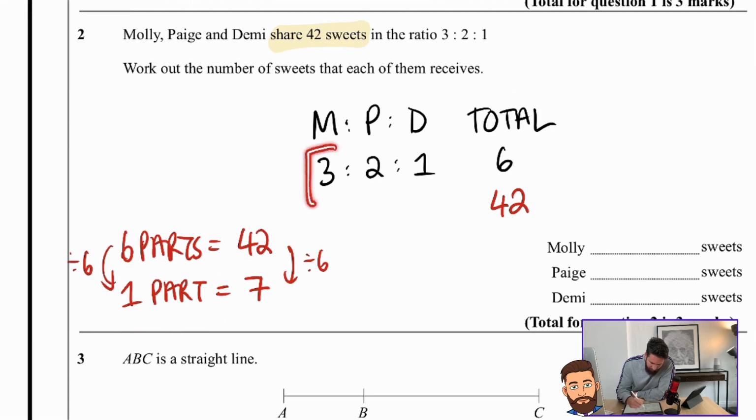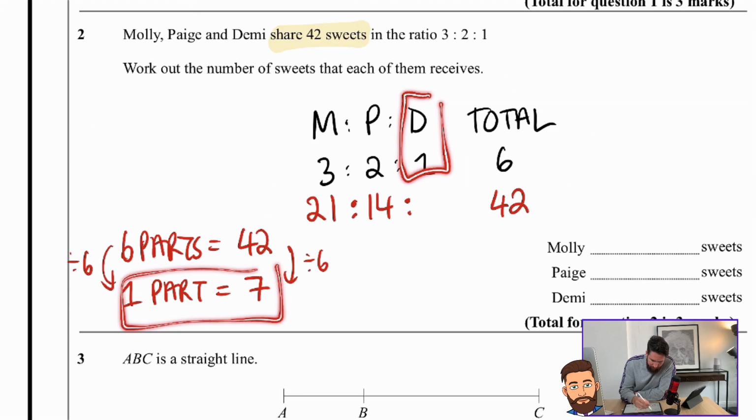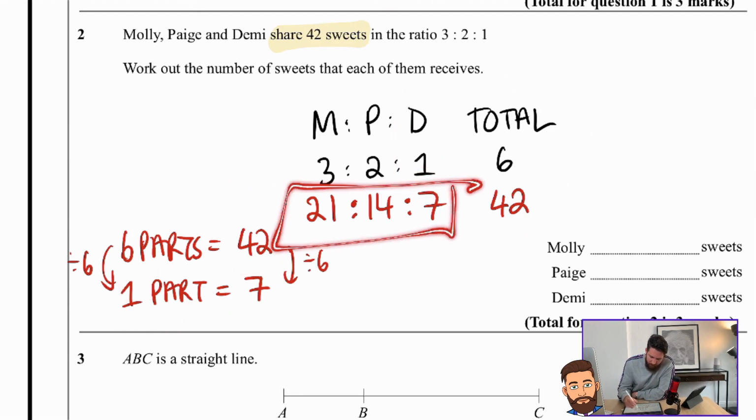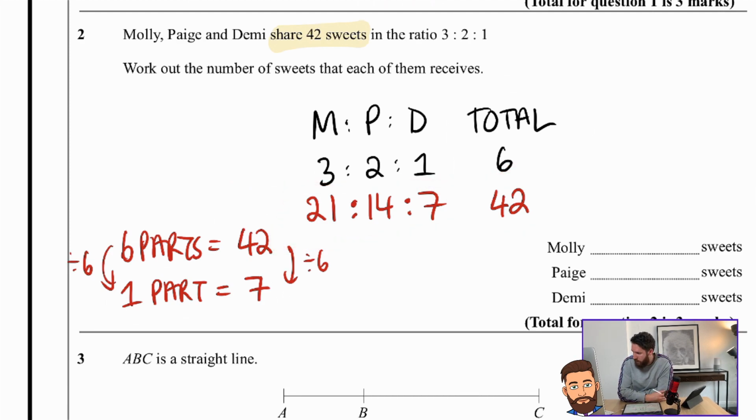If one part is 7 sweets, 3 parts would be 3 lots of 7. So 3 lots of 7 would be 21. Paige would be getting 2 parts, so that's 2 lots of 7. Sorry, that is not 14. That is 21. 2 lots of 7 would be 14. And then Demi's getting 1 part. We know that 1 part is 7. And you can always check to see if you got it right, because what should that add up to? 42, which it does.